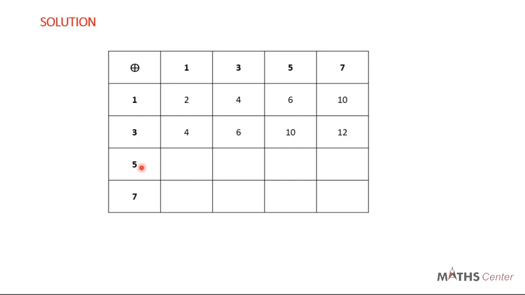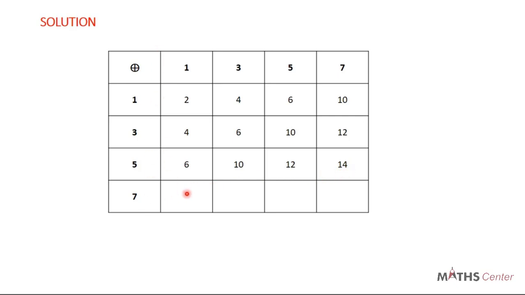Then we come to this side. 5 plus 1 is 6. 6 in base 8 is 6. 5 plus 3 is 8. 8 in base 8 is 1 remainder 0, that is 10. 5 plus 5 is 10. 10 in base 8 is 1 remainder 2, that is 12. 5 plus 7 is 12. 12 in base 8 is 1 remainder 4, that is 14.